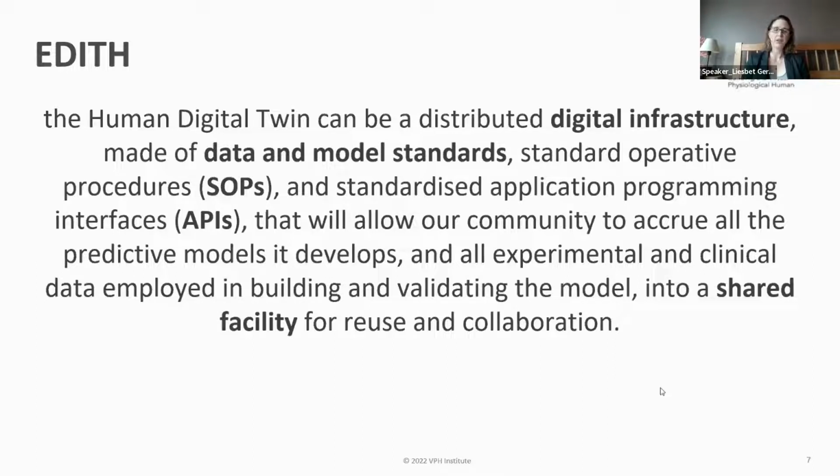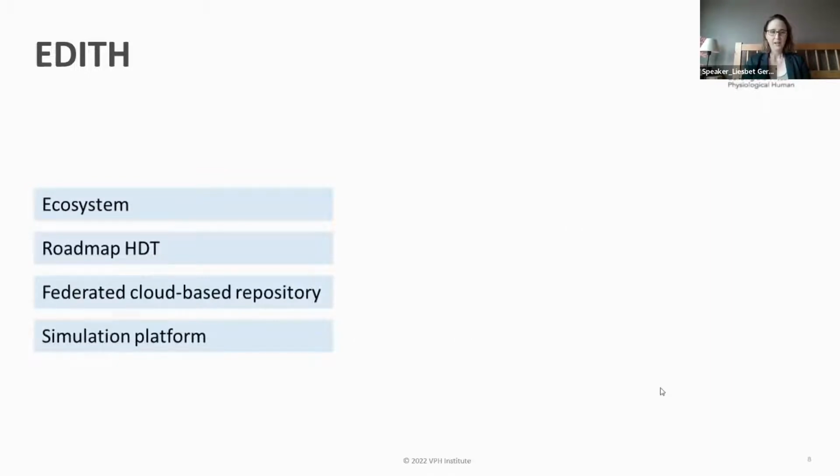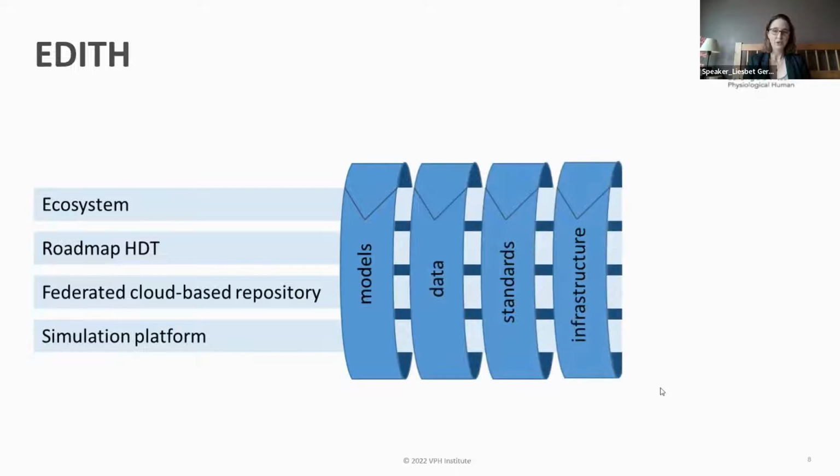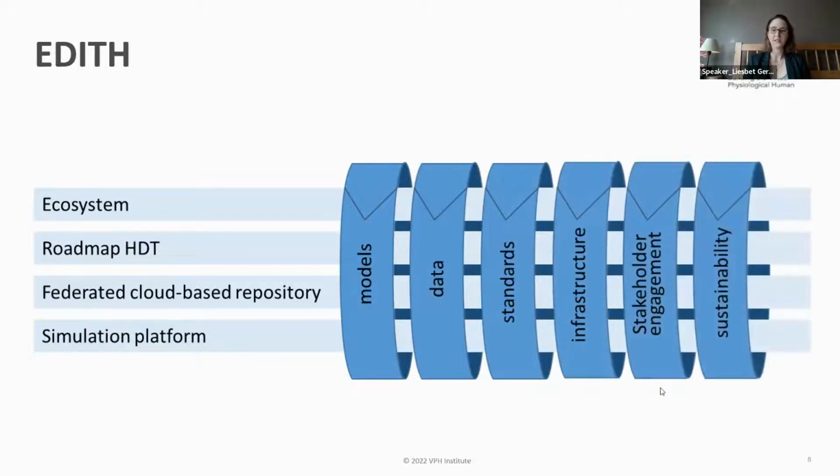What I would like to add to that is how we can do this together as a community, what are the things that we are already doing, and how could this then work over the coming time. Now, in order to build EDIT, there are four main elements: the ecosystem, the roadmap, the cloud-based repository, and the simulation platform. And of course, in order to realize any of those, what you need is information on what is already out there and what is being developed in terms of models, data, standards, infrastructure, stakeholders, and sustainability, to make sure that whatever we are developing lasts beyond the project.